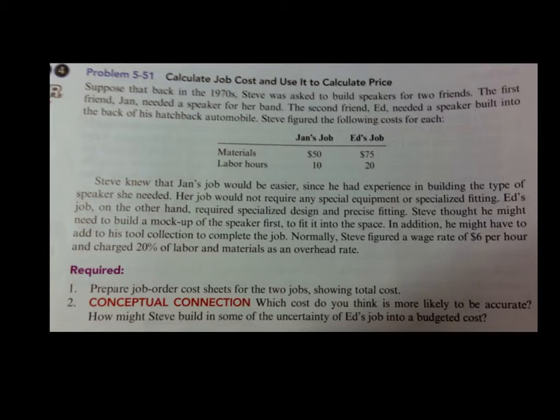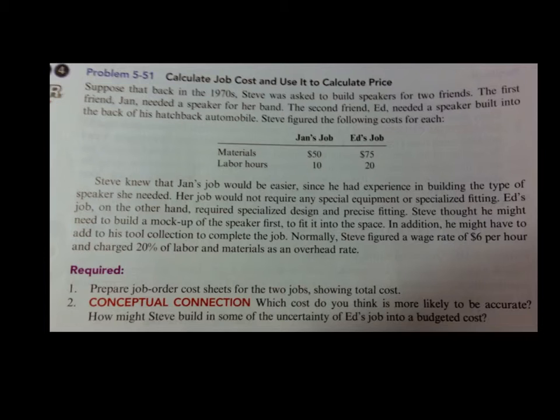In this problem, obviously I used the who, what, and the when. However, there's no really given company, so I made the name Steve's Speaker because Steve was building a speaker for his friends. And because you don't know the year, I did the year 1975 because it was in the old era of the 1970s. However, when solving part 1, I used the $6 per hour times the labor hours for both Jan's and Ed's jobs respectively in order to get the direct labor cost.